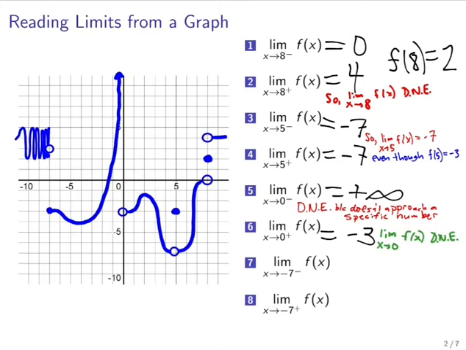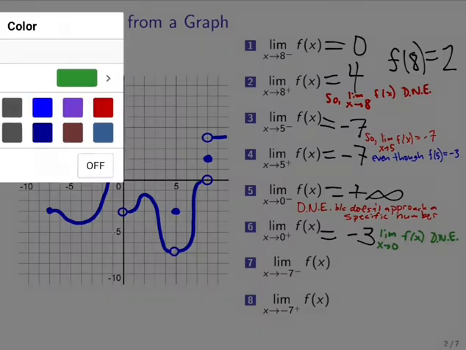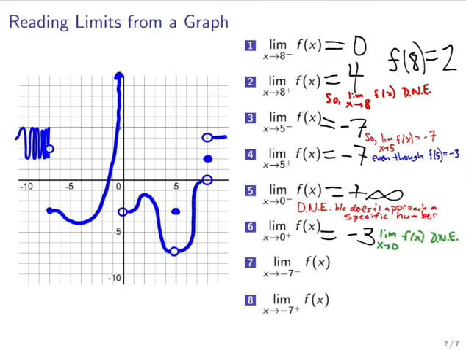For -7, I'm going to just skip ahead to the final question, number 8, because it's much easier to see. I hope you'll agree that as I approach -7 from the right, it seems like the height of those points is approaching that value down there at, again, -3. So I'm going to write that down. And again, it is true that f of -7 is -3, although that's independent of what the limit's doing.